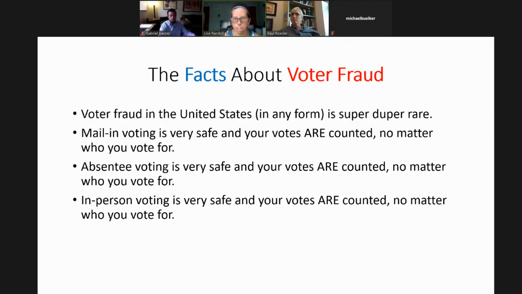Mail-in voting is very safe, and your votes are counted no matter who you vote for. If you're Republican and you're voting for Trump, or you're Democrat and you're voting for Biden, or you're Green Party and you're voting for Jo Jorgensen, your votes will be counted if you vote by mail. Absentee voting is very safe, and your votes are counted no matter who you vote for. In-person voting is very safe, minus the coronavirus thing. Wear a mask, and your votes are counted no matter who you vote for. I'm very, very confident in saying that because I have been myself part of the electoral process.